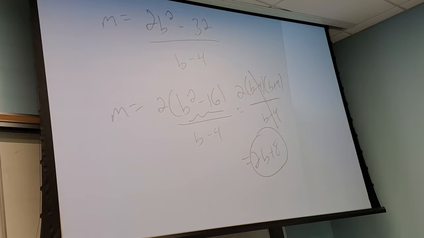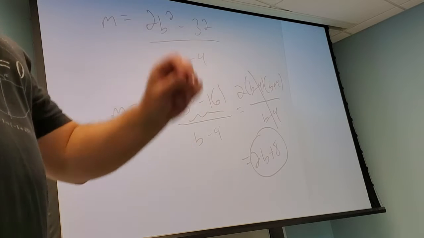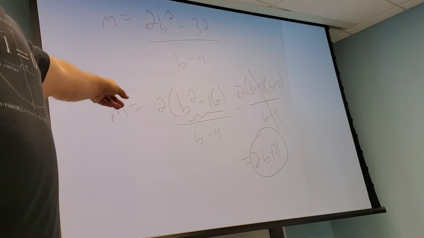Now why is our answer not a number? Because they didn't give me a number input. So I expect my answer is going to be dependent on what that input is. If they change b, then my answer is going to change.